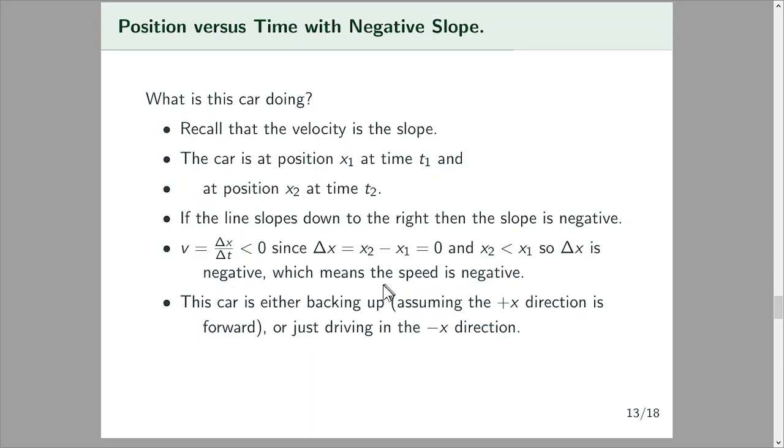And so that's what this says in typeface. Delta x over delta t is less than 0. Delta x, which is x2 minus x1, is less than 0. And so the car is traveling in the negative x direction.